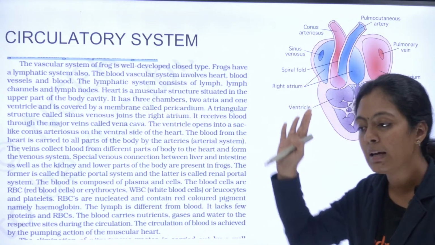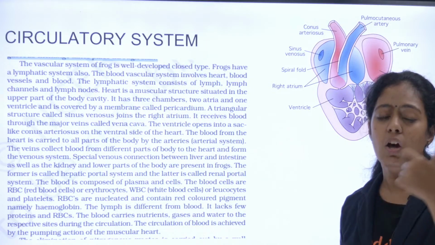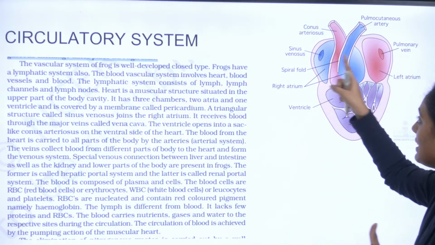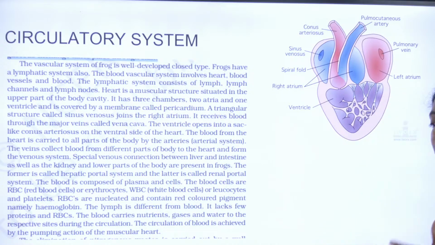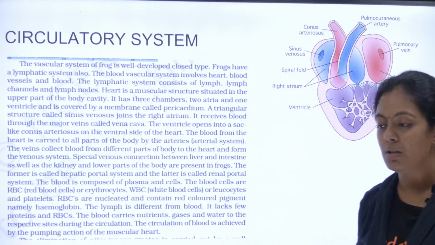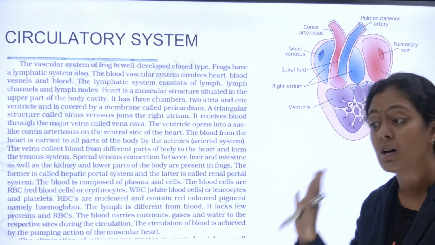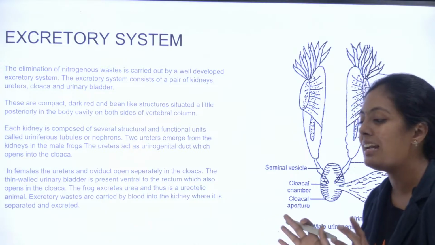Okay, so idhula neenga romba mukkiyama purinjikka vendiyadhu incomplete double circulation. Okay, then you have to understand about sinus venosus, you have to understand conus arteriosus, adukaprom you need to understand about your renal portal system and your hepatic portal system. இவ்வளவுதான் பசங்களா உங்களோட circulatory system. Okay, now we shall move on to the excretory system.